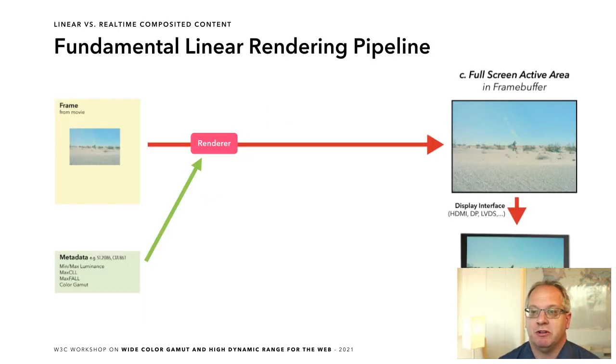Each movie frame is decoded and rendered into a frame buffer, and this frame buffer typically represents the full display area, making the content appear full screen. The renderer used for this task employs a set of metadata that defines the content properties for the duration of the playback.